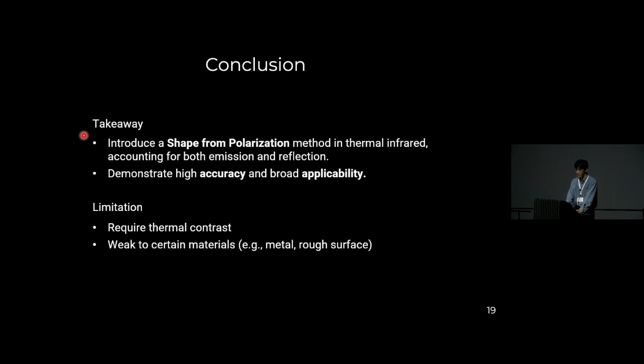However, some limitations exist. First, our method requires thermal contrast between the object and the surroundings. This means the object needs to be either warmer or cooler than its surroundings. Additionally, it is difficult to handle certain materials, such as metals and rough surfaces. Nevertheless, we believe that our work shows a promising direction for shape measurement.